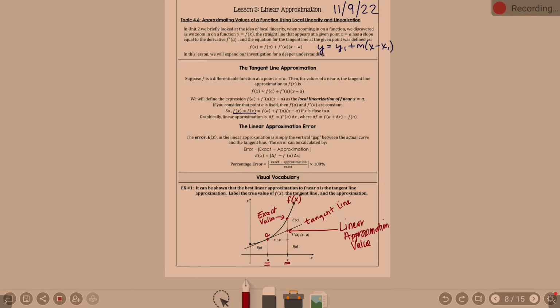We'll label the true value, the tangent line, the approximation. We've labeled all of that technically. Okay. One or two other things I want to point out.